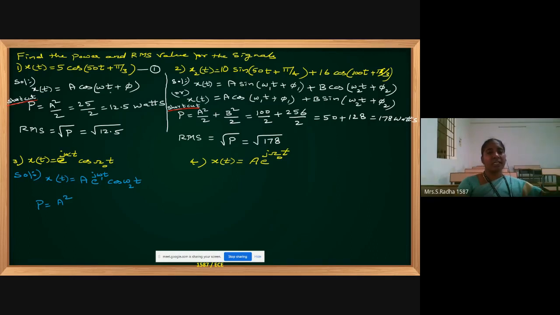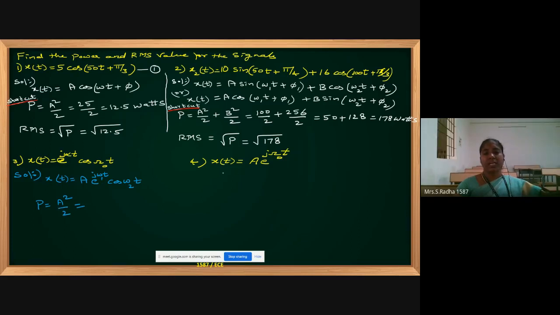You see here, when sinusoidal terms are separately present, power is nothing but A square by 2. But here power is A square. So the A value, the multiplication factor, is 1 here, and 1 square by 2. Cosine is there, so it should be A square by 2.